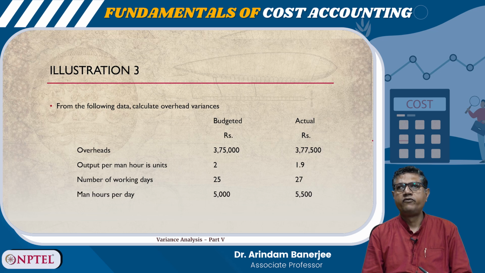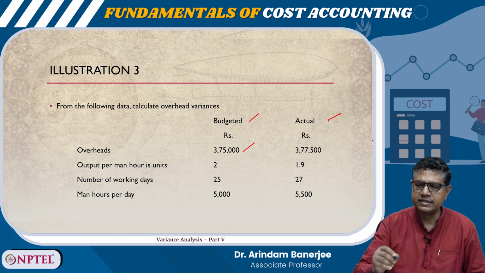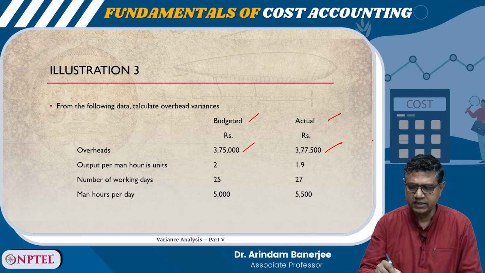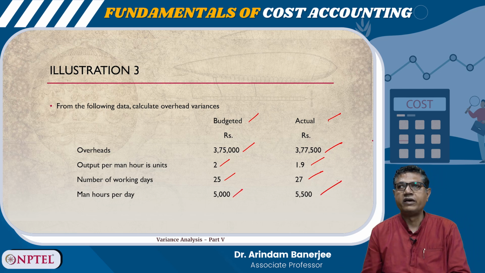So, it is 2020 adverse, right. Illustration 3, from the following data calculate the overhead variances. So, overheads budgeted here, actual here, budgeted overhead 3,75,000, actual 3,77,500, output per man hour in units is 2, actual it is 1.9, number of working days 25, actual 27, man hours per day 5,000 and actual 5,500.